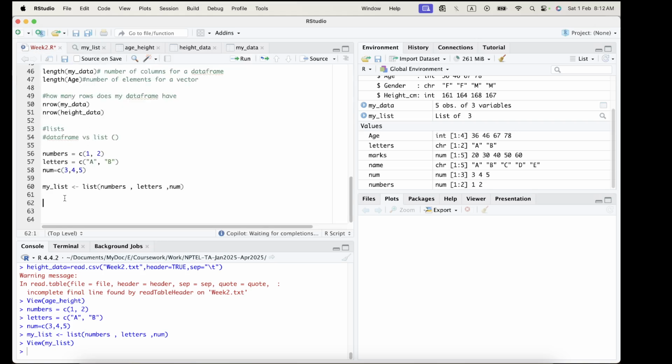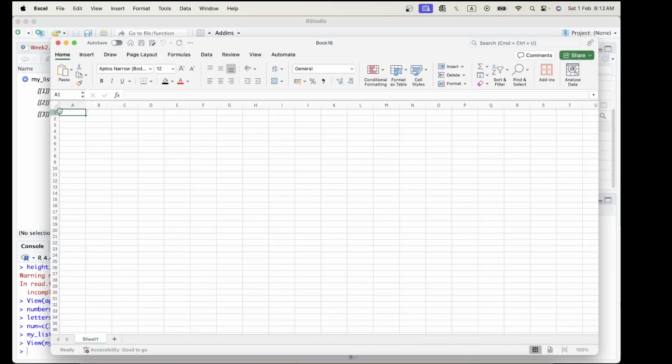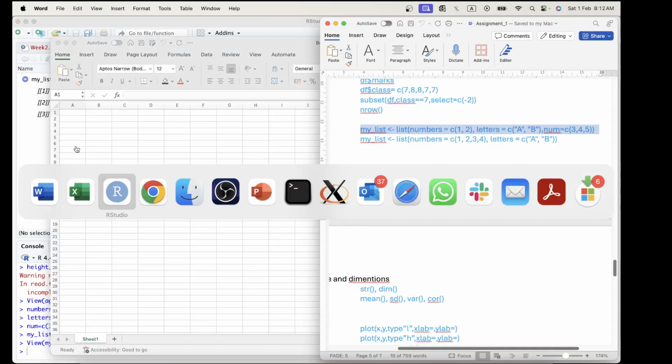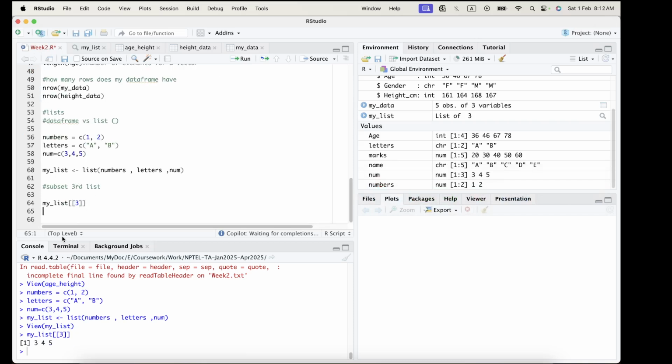Now if I just want to subset the third list, how do I do that? I'm going to write my list, and you see here how it is represented. It's represented within double square braces. So that's exactly how we are going to call it. I'm going to write the list name, double brace 3. So this is going to give me the third list.